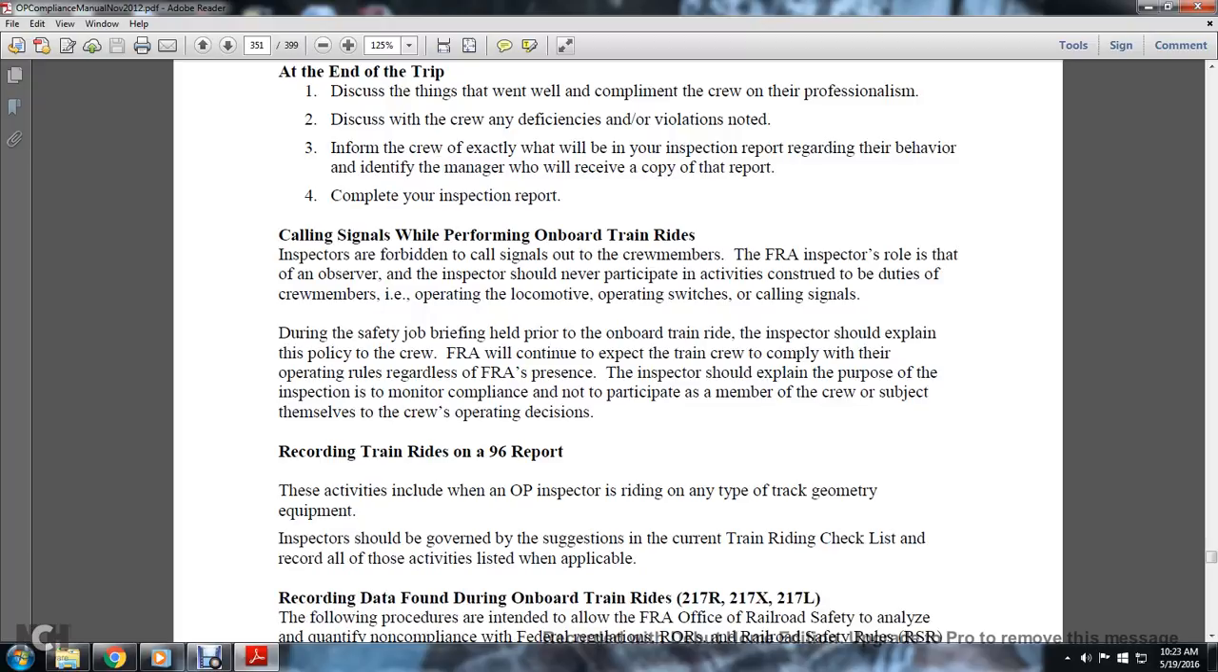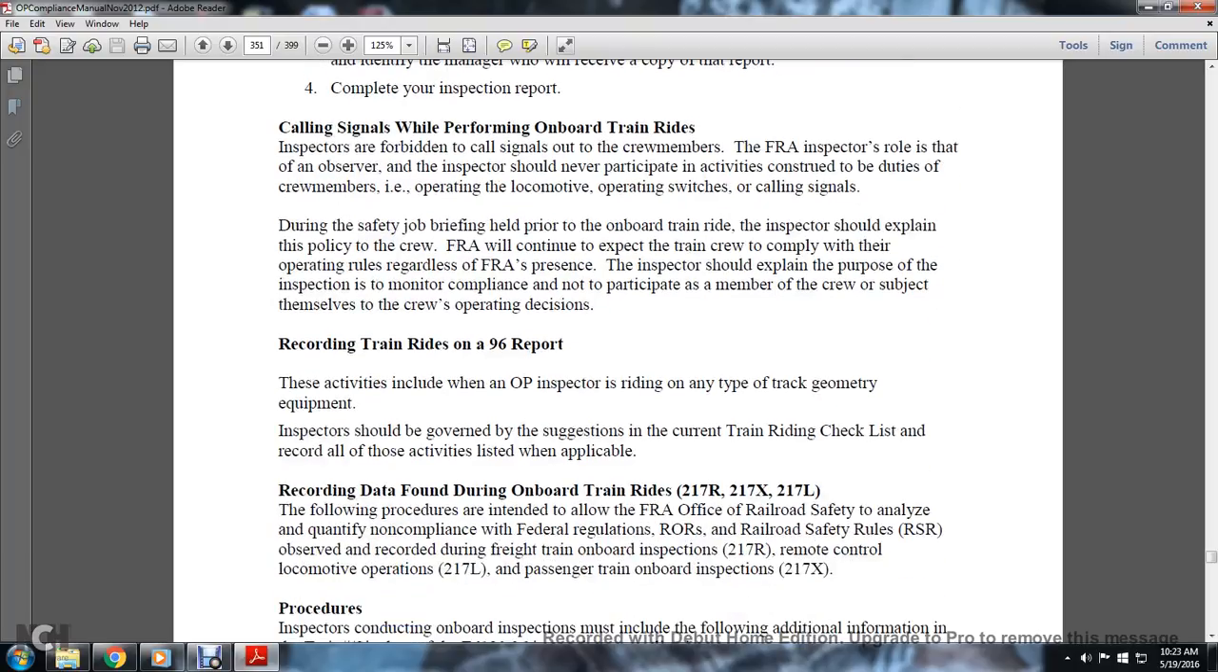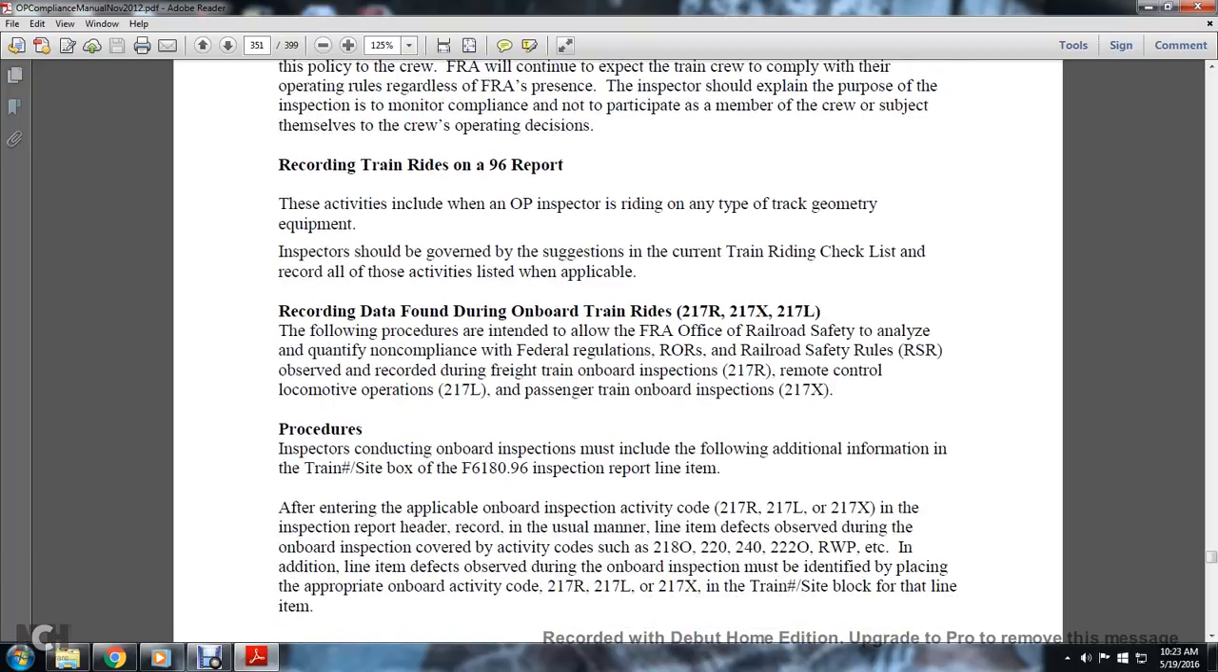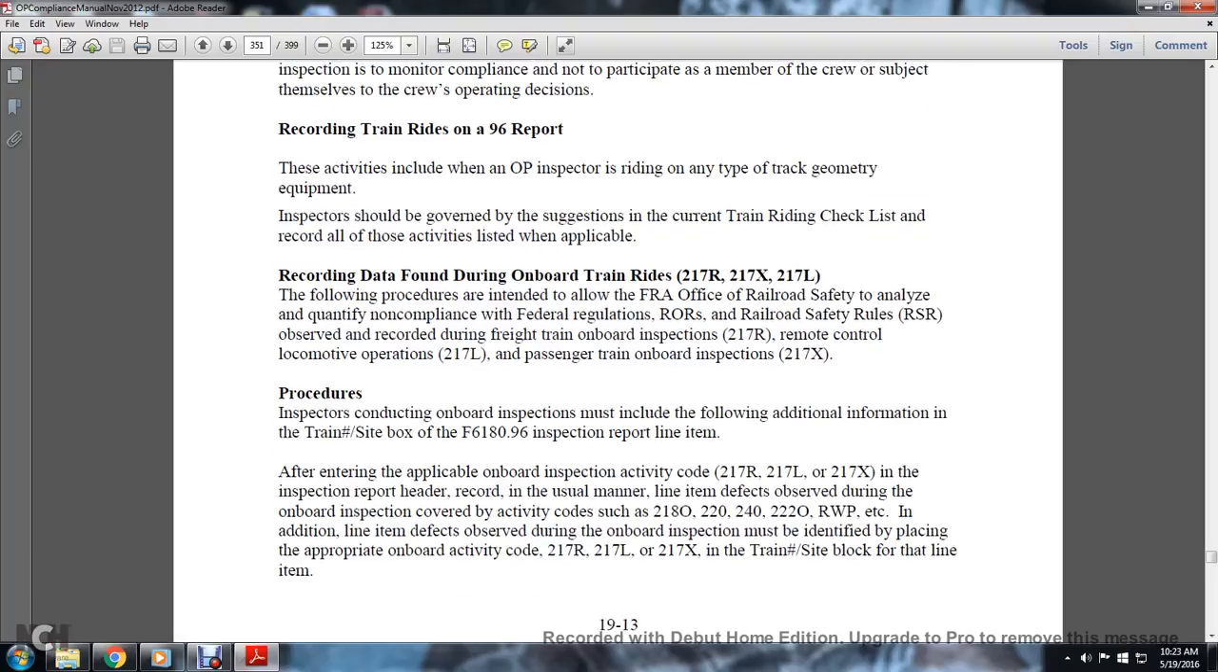During the safety job briefing held prior to the on-the-job train ride, the inspector should explain the policy to the crew. The FRA expects the train crew to comply with their operating rules regardless of the FRA presence. The inspector should explain the purpose of the inspection: monitoring compliance, not participating as a member of the crew or making crew operating decisions. Recording train rides on the 96 report. The active duty includes operational practice inspectors riding on any type of track geometry equipment. Inspectors should be governed by the current train ride checklist and record all activities when applicable.